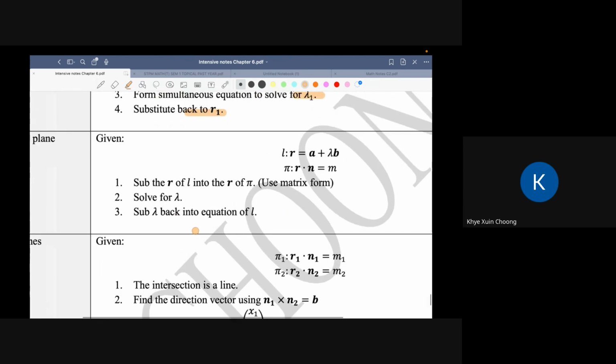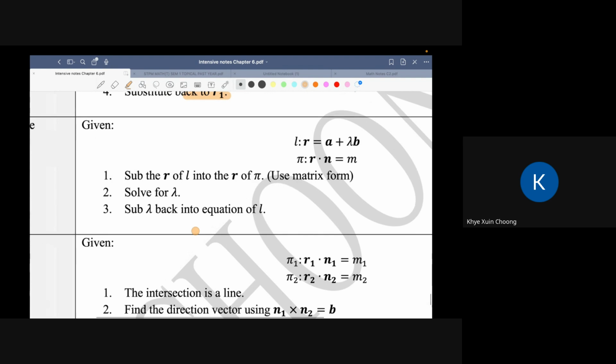Okay, so for a line and a plane, it's very easy. Let's say it's in this form, you just sub the R of the line into the R of the plane. So you will get something like this: A plus lambda B, you should add it up already, dot with n, equals to m, and you can solve for the answer.